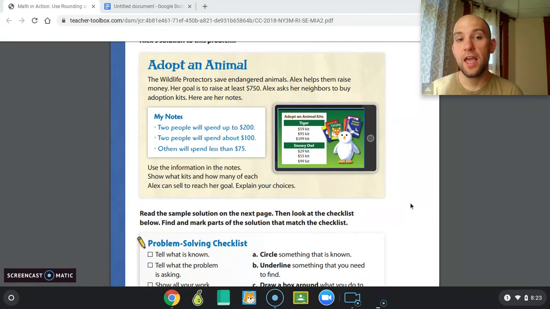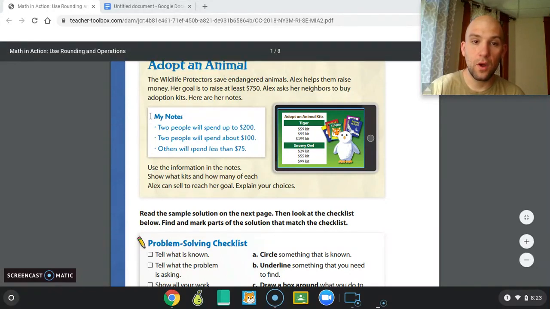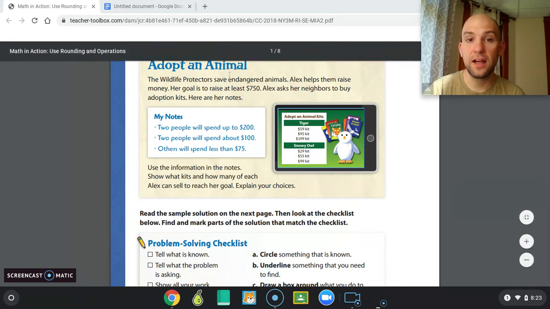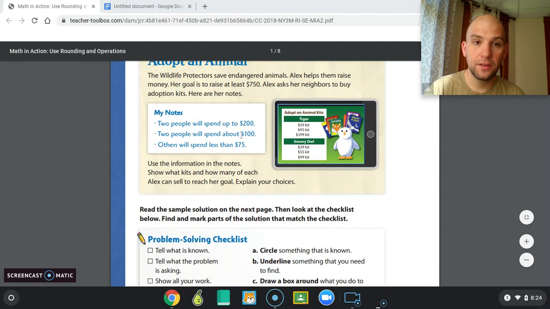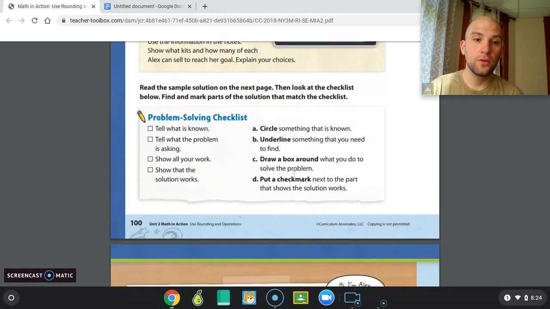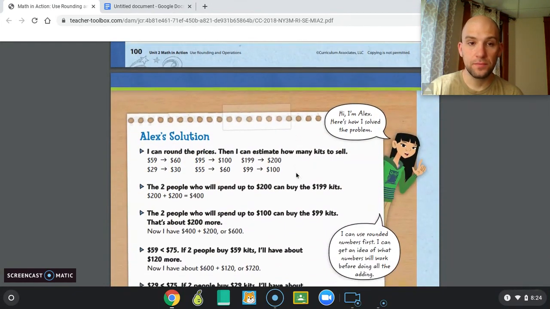So if you'd like, take a look at this and figure out what we know, and you can circle that. Figure out what we need to find, and we can underline that. The things that we know, we could circle our notes here, or we can also circle the goal that we have, the $750, and what we're trying to find is, what can Alex sell to reach her goal, and explain your choices. So let's look at the way that she solved it first.